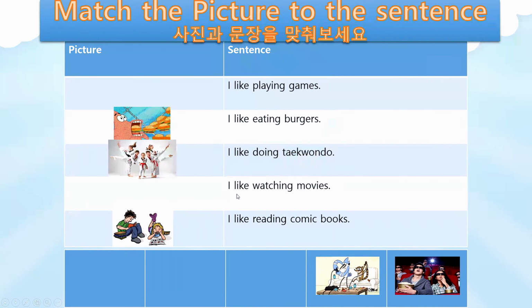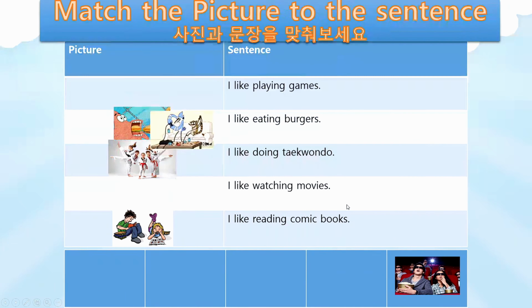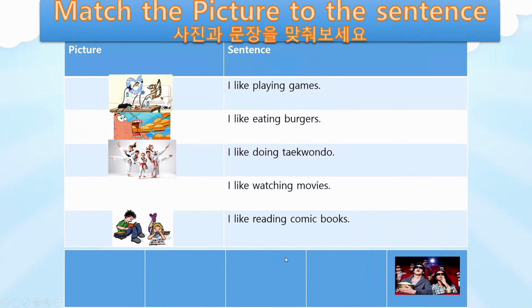See this one? Let's see this one. I like watching movies, playing, nope, not that one. Okay, how about, there's one up there. Okay, so I like playing games. Yes, correct. You two, please go there. Oh, good, thank you. All right, so next one. Oh, only one left. I like watching movies.